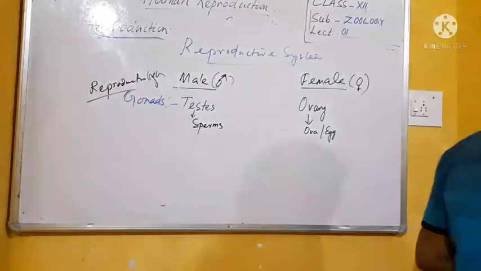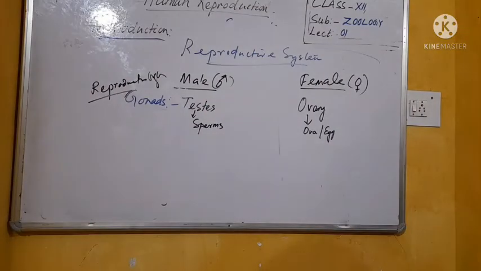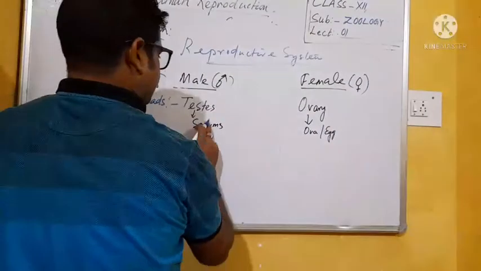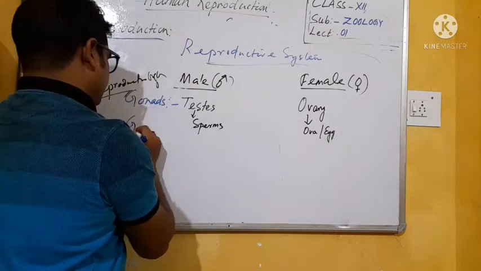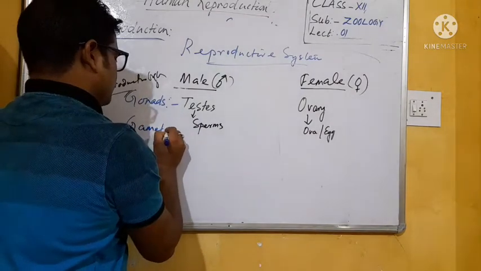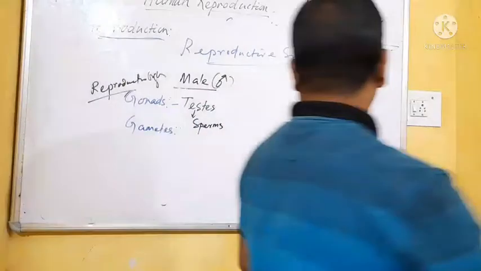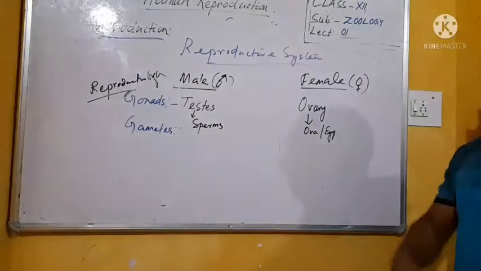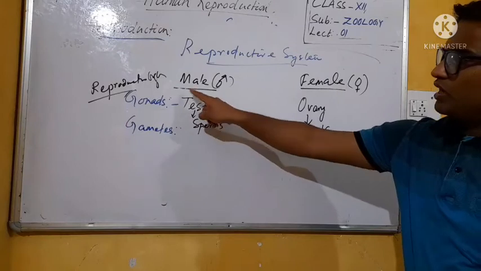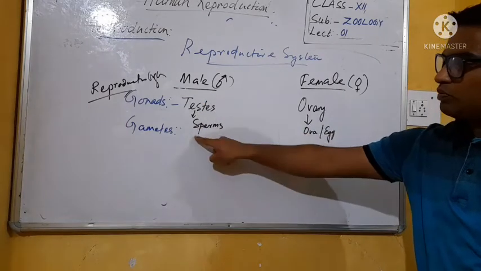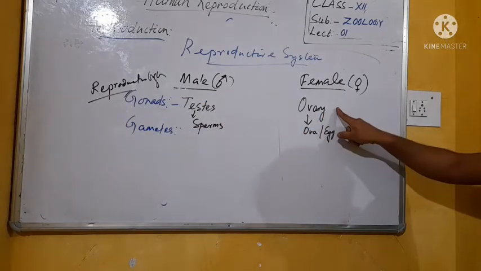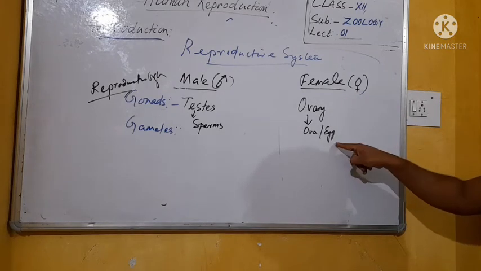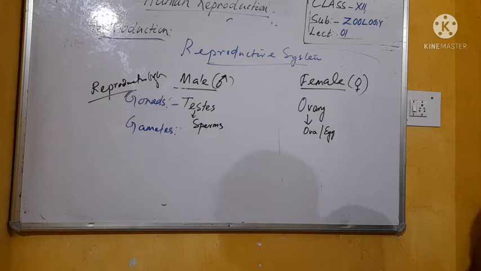Sex cells, or you can say gametes. These sex cells are known as gametes. The point is that gonads produce sex cells or gametes. Male gonad means testis produces sperms, whereas female gonad or ovary produces ova or egg, the sex cells.